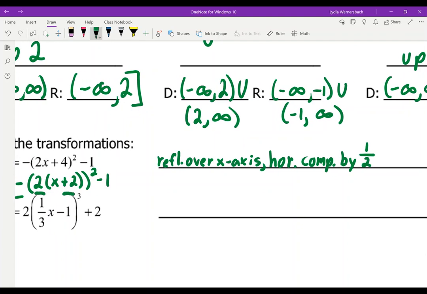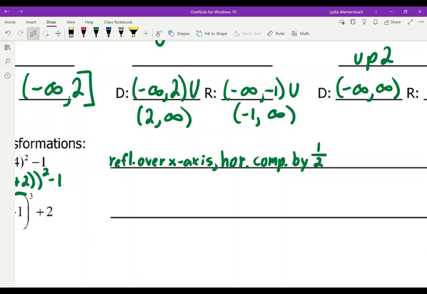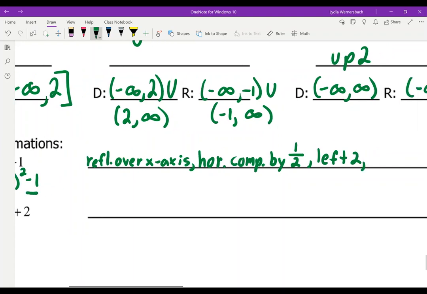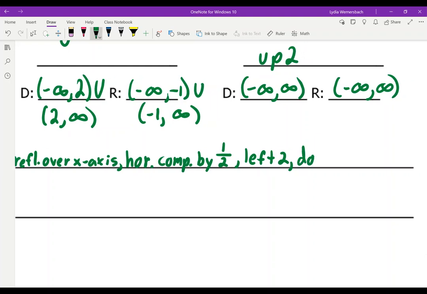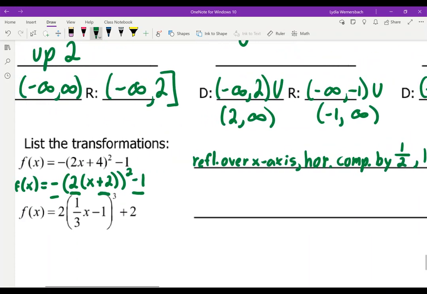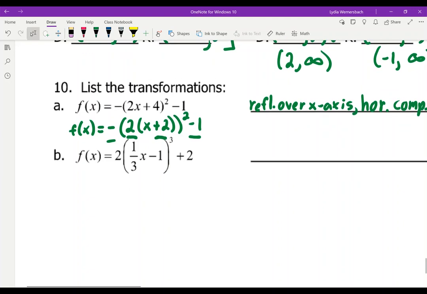And then we have that plus 2 on the inside, still the opposite of what we think. So we're going to be moving left 2. And finally, on the outside, we have a -1. So we'll be moving down 1 because that's the same as what we think. And that would be all of our transformations for that one. Okay, real similar. The next one, we have some funky stuff happening here. So we got to rewrite it, pull things out. So we'll keep the 2 out front.